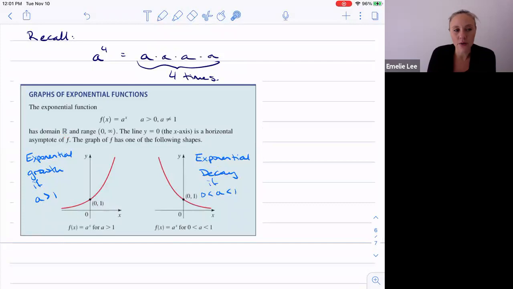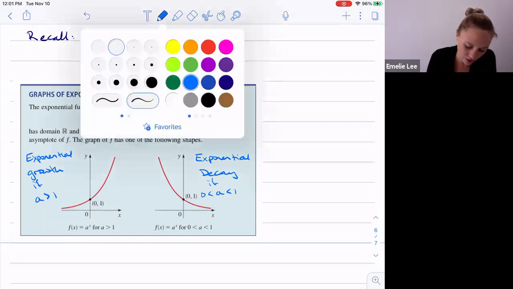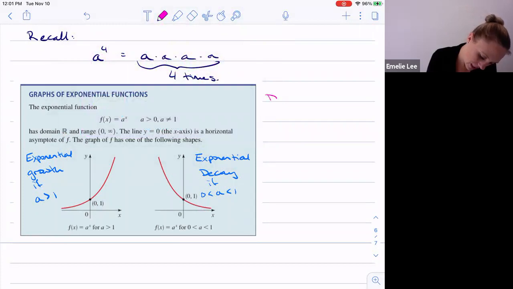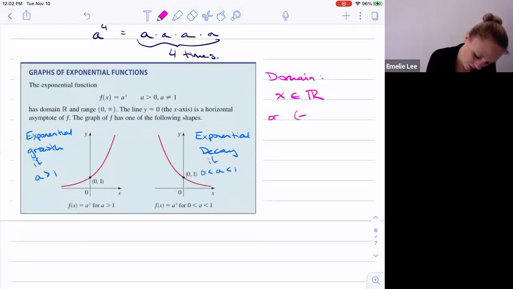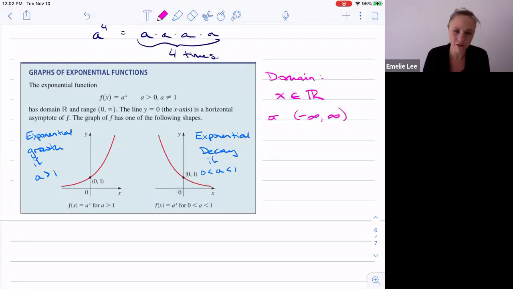What's nice about exponential functions is that the domain is always from negative infinity to positive infinity, so the set of real numbers. So the domain is, you can either write x is in the set of real numbers or from negative infinity to positive infinity. So we can plug in any value of x, and we can find the exponential equation.